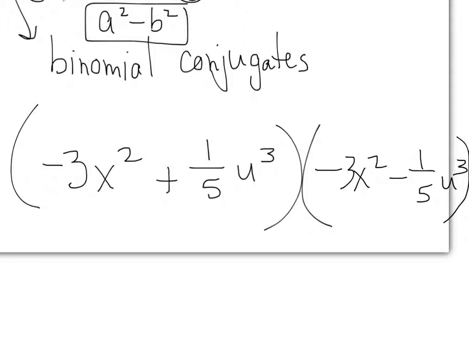So they're binomial conjugates of one another. Remember, the first term is not changing. Notice this negative 3x squared is still negative 3x squared. It's the second term whose sign changes for binomial conjugates, right? Or at least just one of the terms, but not both. Not both.